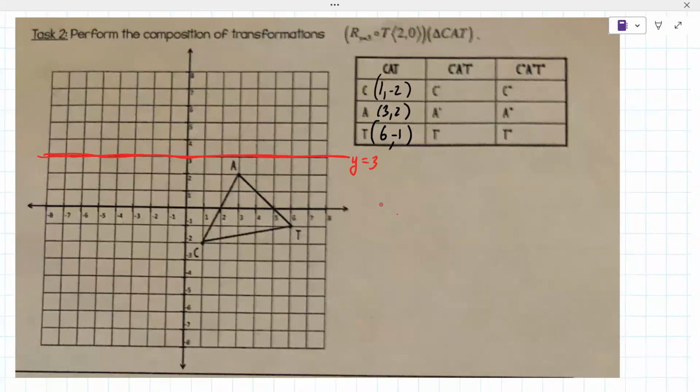Okay, so C prime is 1, 8. A prime is 3, 4, and T prime is 6, 7. Okay. Sometimes it's almost easier to do it on the graph because you're just counting and then labeling them at the end. 1, 2, 3, 4, 5. 1, 2, 3, 4. All right, there it is.